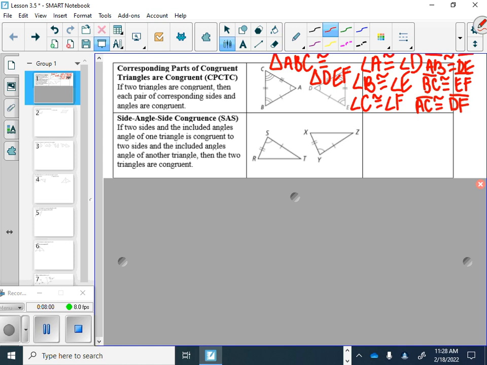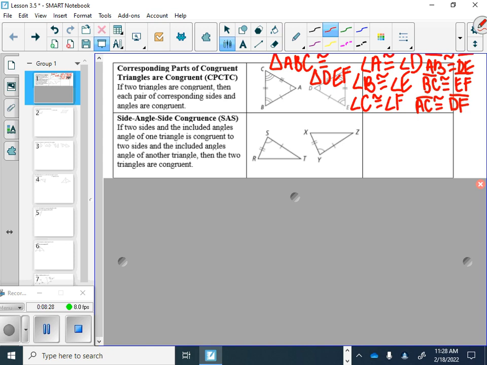Say it one more time. The included angle is the angle between the 2 sides. So for side angle side, if I have 2 sides and the included angle of one triangle, and that's congruent to 2 sides and the included angle of another triangle, then I can say those 2 triangles are congruent by side angle side.